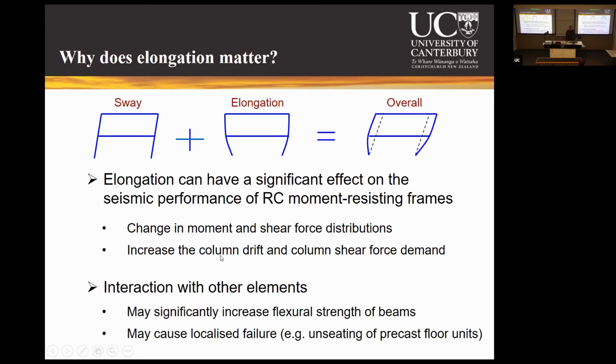And the second reason it matters is because it interacts with other elements. And two of the significant interactions that worry us is actually the increase in flexural strength of the beam.